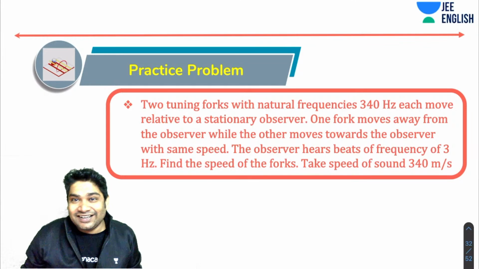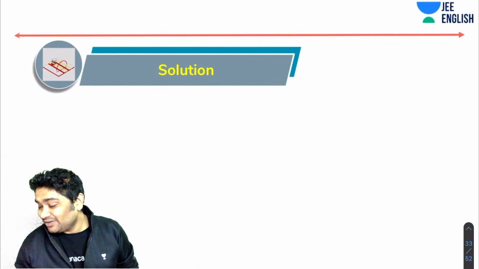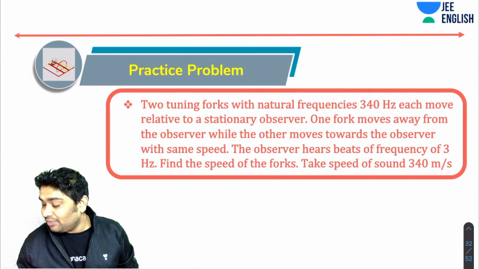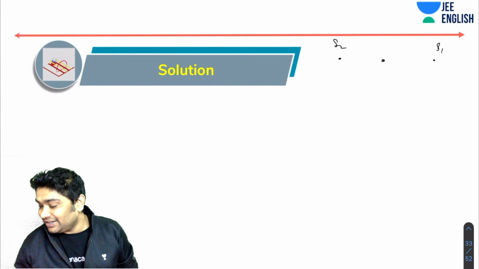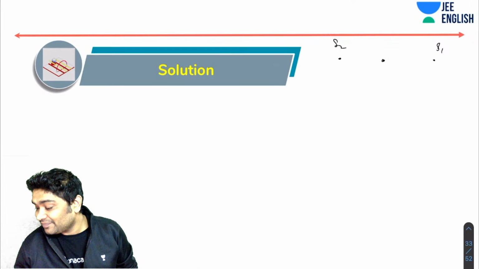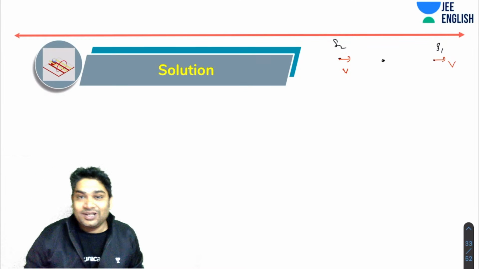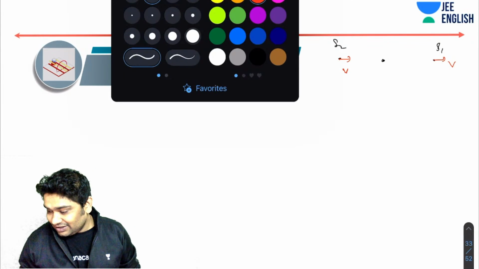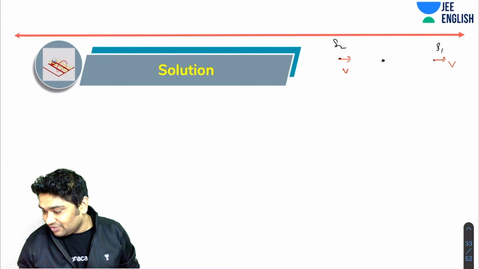This is an easy one. How can you guys? So imagine here is an observer. Here is your source one. Here is your source two, and you've been told that one fork moves away from the observer while the other moves towards the observer with the same speed. Okay, so let's say that this guy is moving towards with V, and this guy is moving away from.